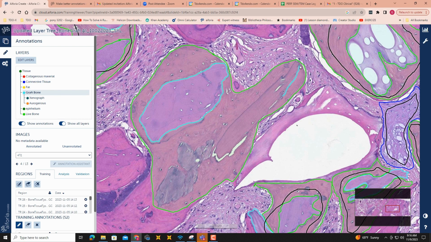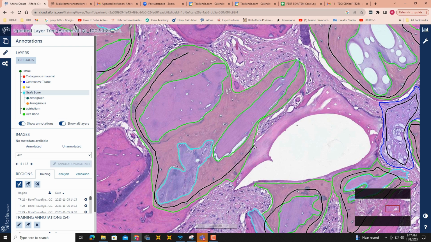For example, I've outlined an area where I think is live bone, and within that live bone is some bone graft. So I'm telling the artificial intelligence program what's live bone, what's graft bone, and then you make a second circle telling the program where to actually look. So everything within the black circle is what the artificial intelligence program is looking at.